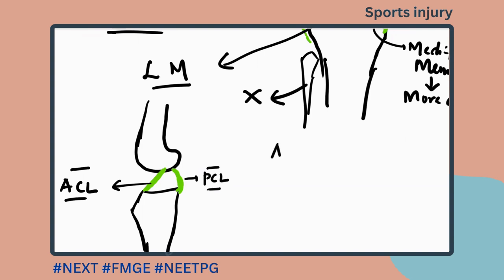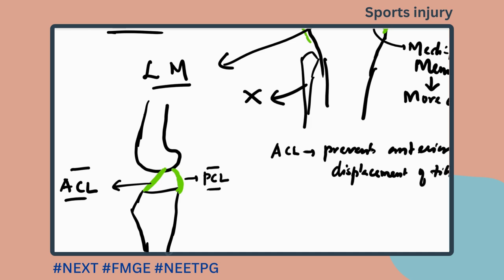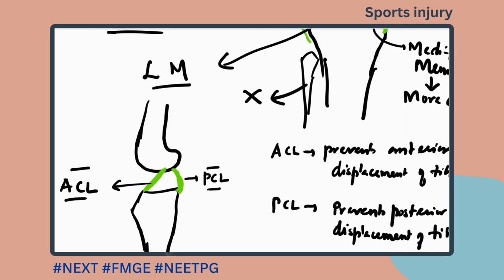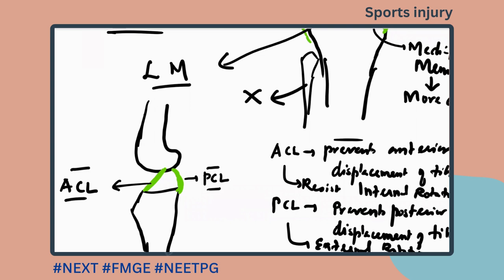Now, what are their functions? Main function: ACL prevents anterior displacement of tibia. PCL prevents posterior displacement of tibia. Also, ACL restricts or resists internal rotation, whereas PCL resists external rotation. Okay, so these are important points.